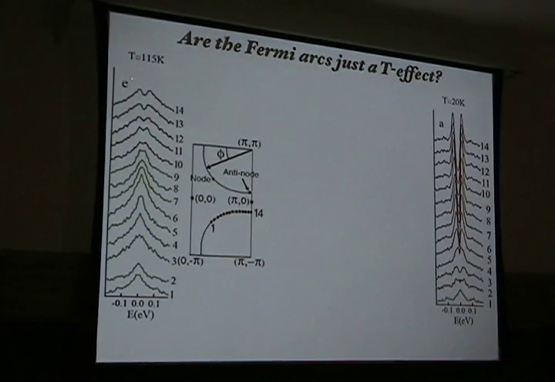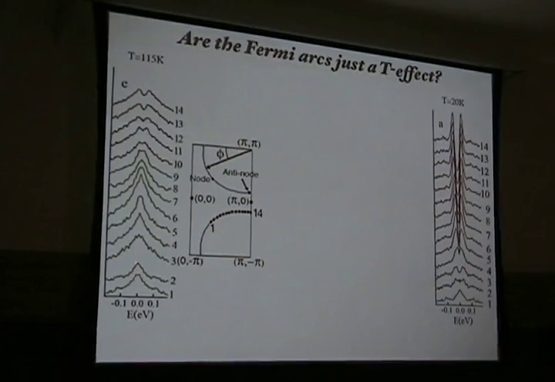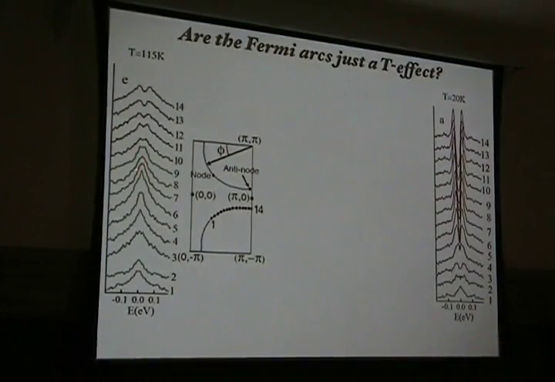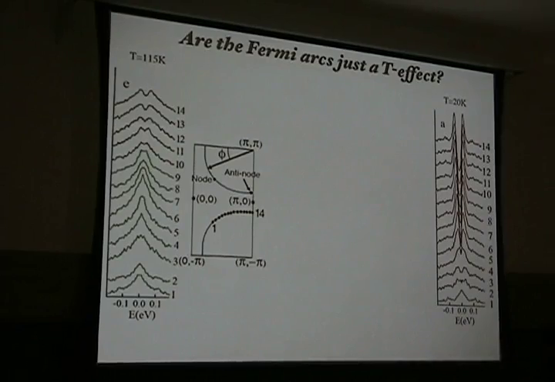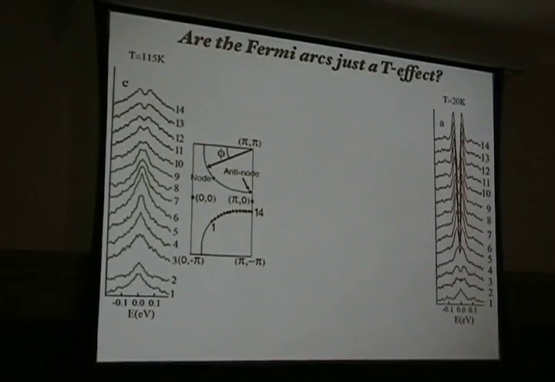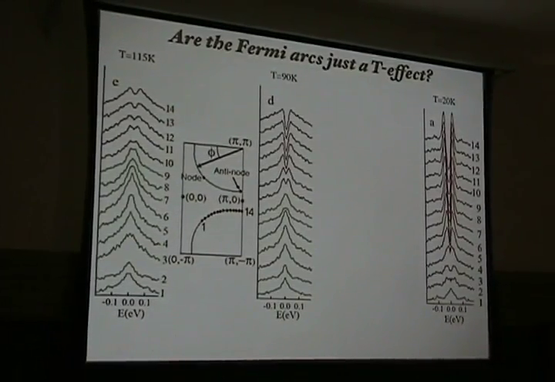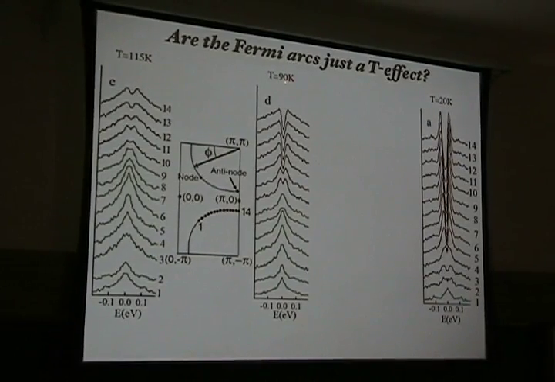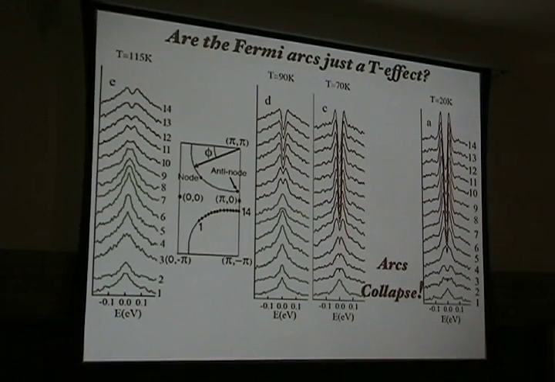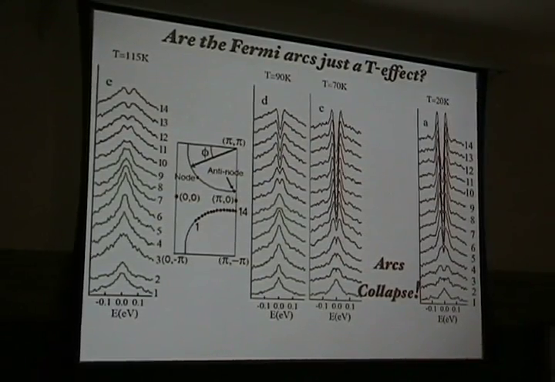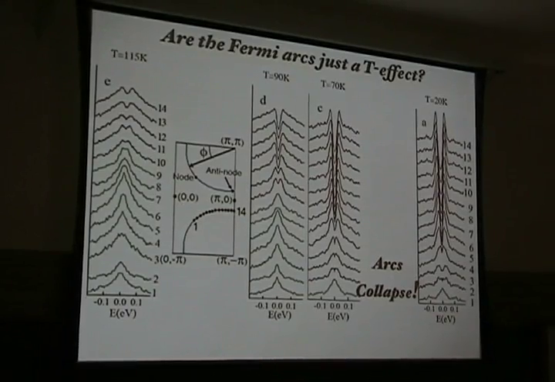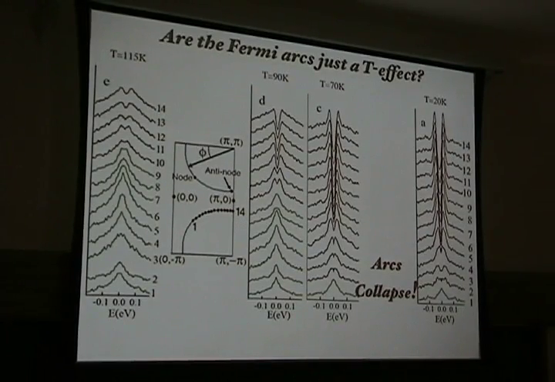Here's at high temperatures, okay? And you have this long arc here. Now let's drop the temperature. This is a very underdoped sample. This is 90 Kelvin, still arc shorter, but still there. And then all of a sudden, just below TC, bang, exactly D wave. So at TC, the arcs just collapse. It doesn't matter how long they are, exactly at TC, they disappear.